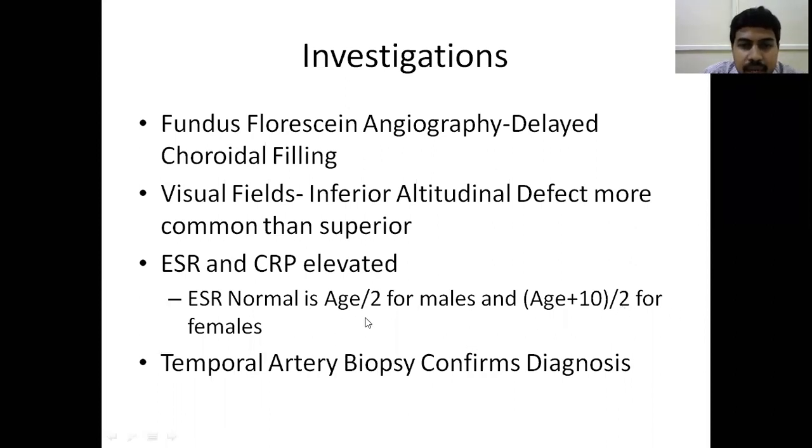Suppose a 50-year male: 50 by 2, that is 25 millimeters for the first hour is normal for males. Similarly, suppose a 50-year female: 50 plus 10, 60. 60 by 2 is 30. Almost 30 millimeters for the first hour is normal for females. So anything beyond that is elevated. And temporal artery biopsy is the gold standard and it confirms the diagnosis.